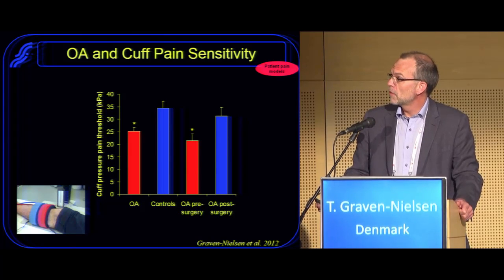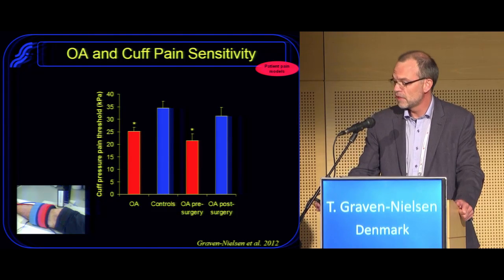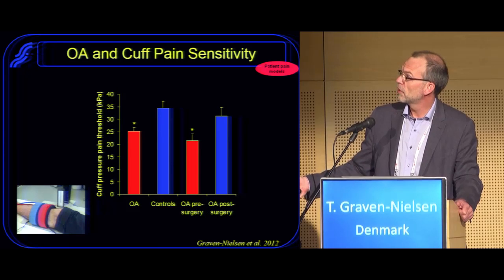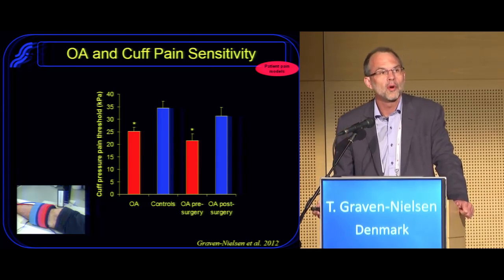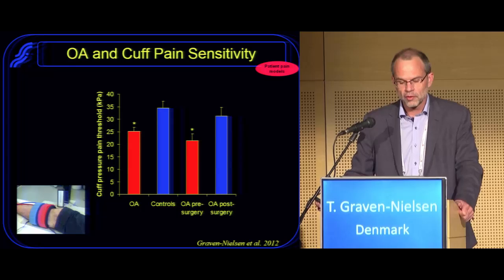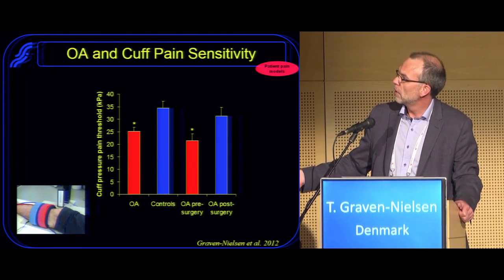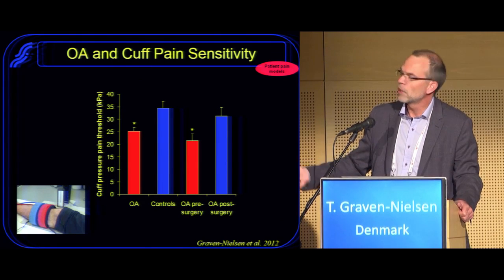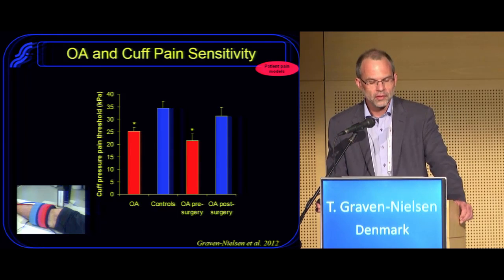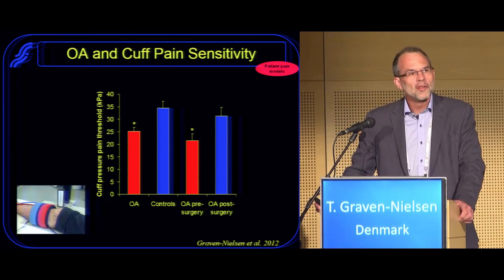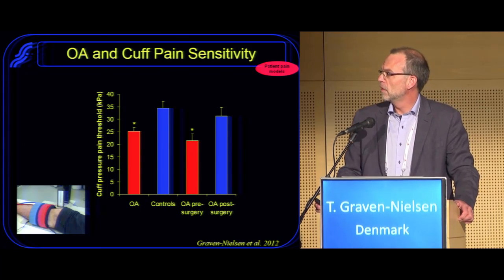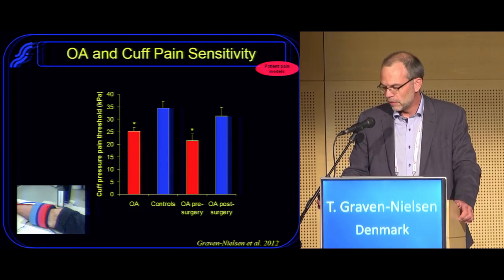Coming back to the osteoarthritis patients, what we can see here again is that we also have reduced cuff pain threshold measures compared to controls. And what was interesting here was that we also assessed this before and after total knee replacement in these patients. And you can see here that before, the thresholds were significantly reduced compared to after they got the knee replacement. So it seems that we can actually normalize the pain hypersensitivity by this knee replacement.